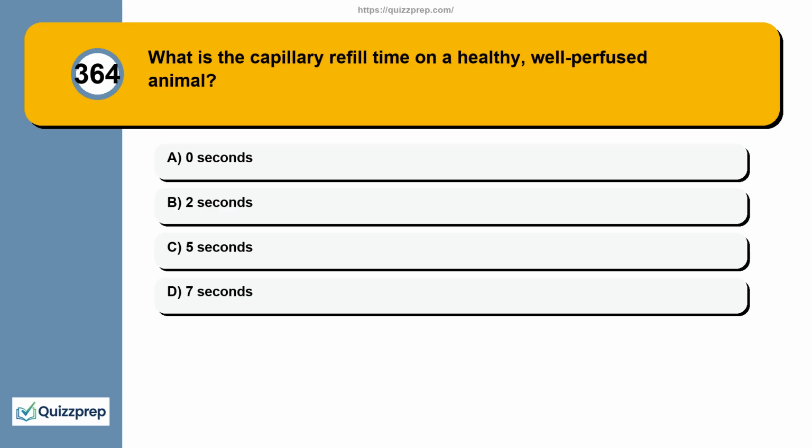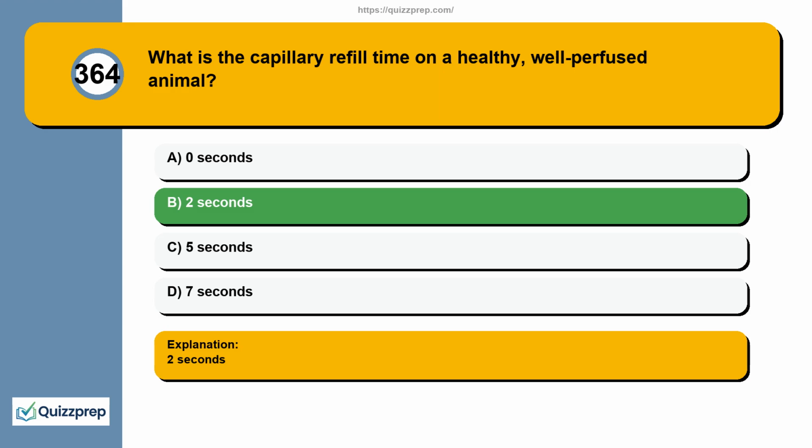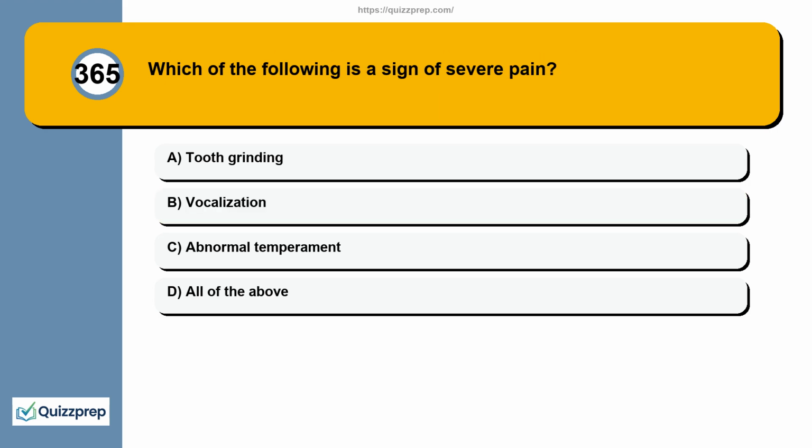Question 364. What is the capillary refill time on a healthy, well-perfused animal? Option A. 0 seconds. Option B. 2 seconds. Option C. 5 seconds. Option D. 7 seconds. The correct answer is option B. 2 seconds. Question 365. Which of the following is a sign of severe pain? Option A. Tooth grinding. Option B.